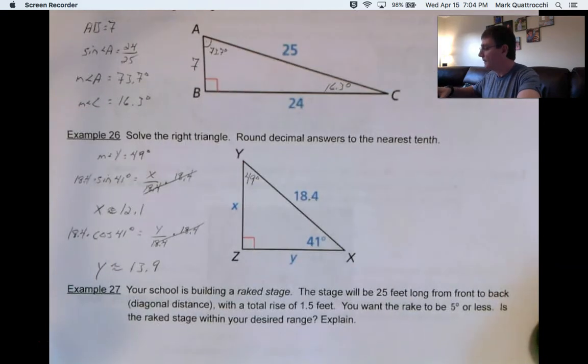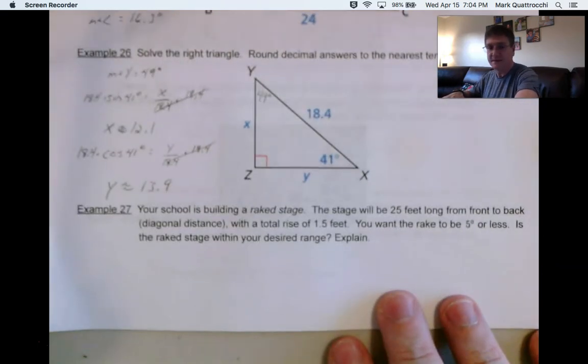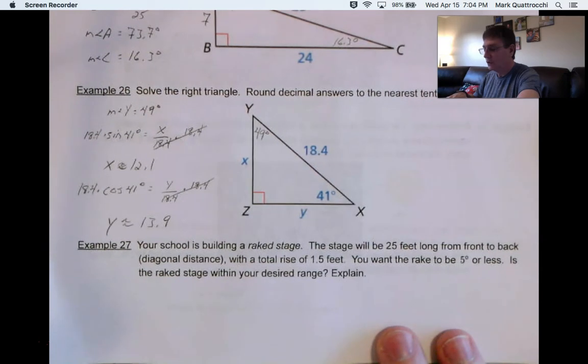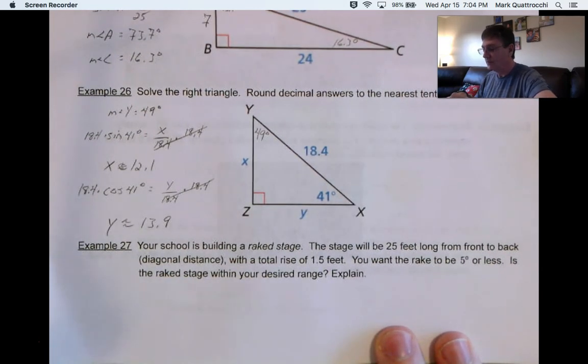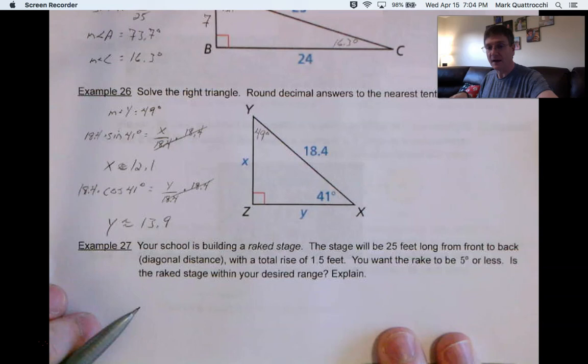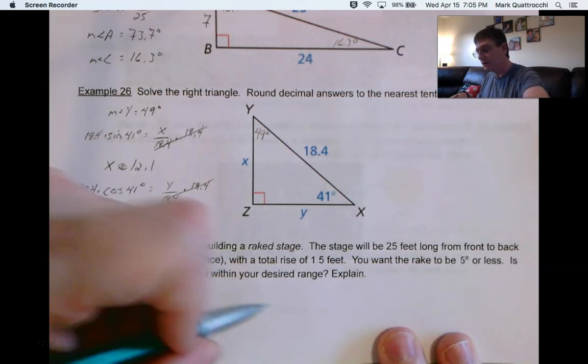All right. Example 27. Your school is building a raked stage. That's a stage that has an angle, a pitch to it. The stage will be 25 feet long from the front to the back, diagonal distance, with a total rise of 1.5 feet. You want the rake to be 5 degrees or less. Is the rake from the stage within your desired range? Let's take a look at the diagram.